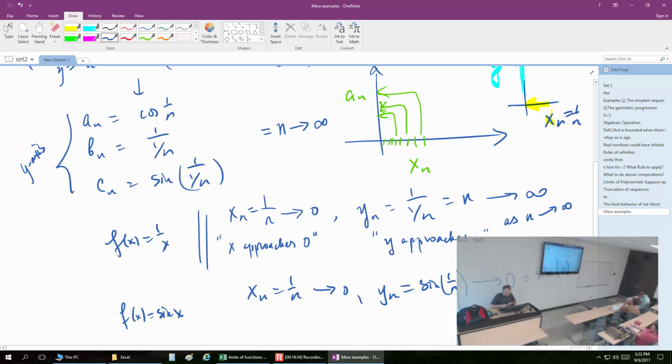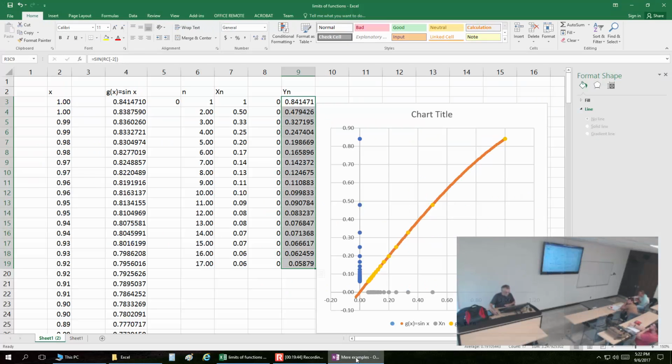So x approaching 0, and y also approaches 0, which happens to be the value of the function. So what does it indicate to us is that there is no gap in the graph of the function, which we certainly can see from the orange line. So these are the two cases. There are other cases of what can happen to functions.